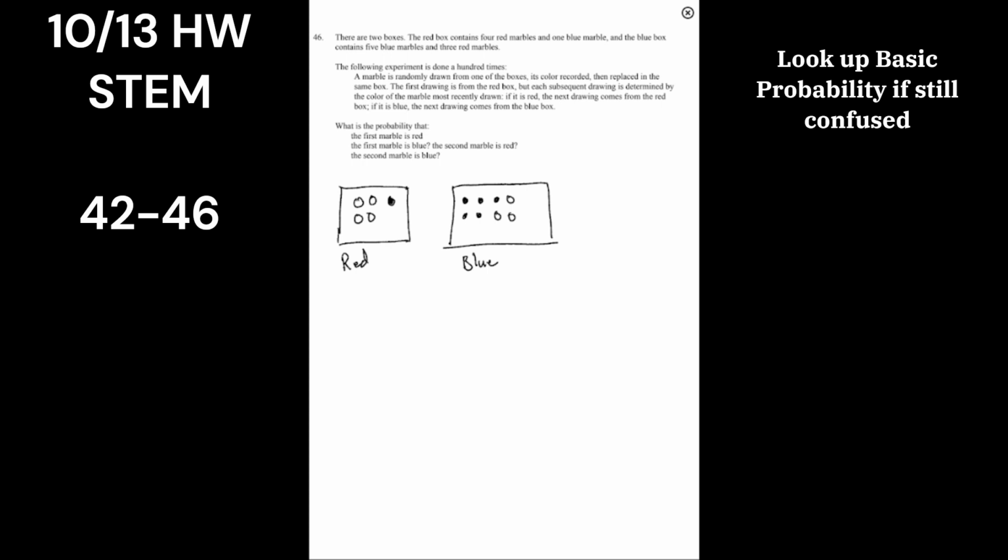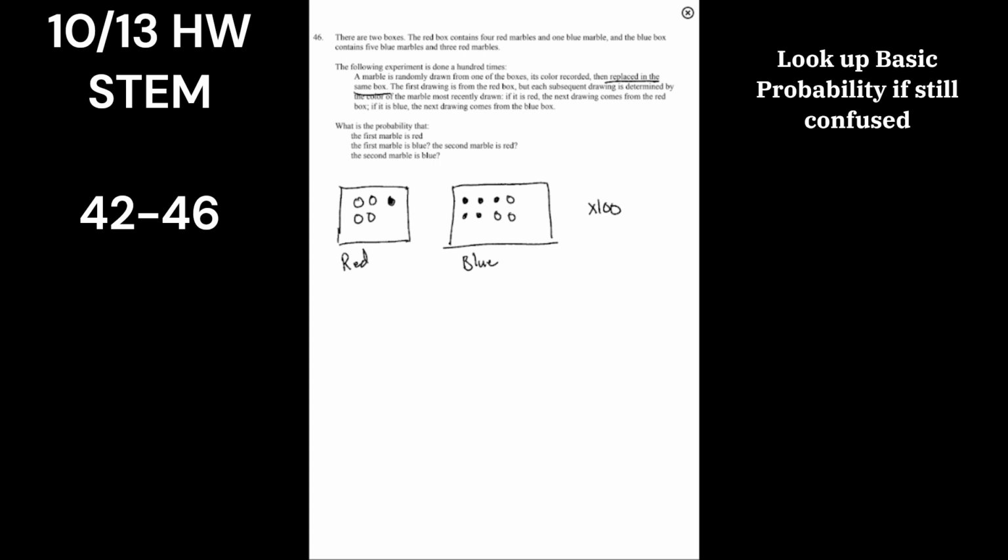The following experiment is done 100 times. A marble is randomly drawn from one of the boxes. Its color is recorded and then replaced in the same box. The first drawing is from the red box, but each is determined by the color of the marble most recently drawn. If it is red, the next drawing comes from the red box. If it's blue, the next drawing comes from the blue box. What is the probability that the first marble is red?